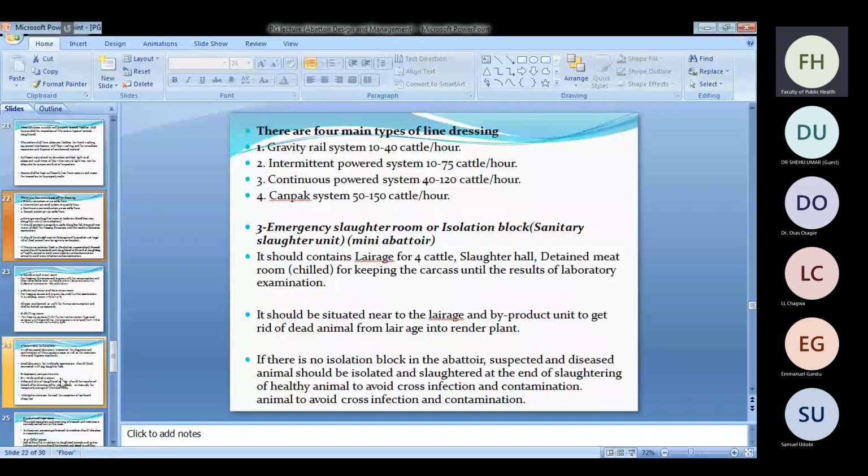Are we together to this point of slide? Yes, sir. Okay.